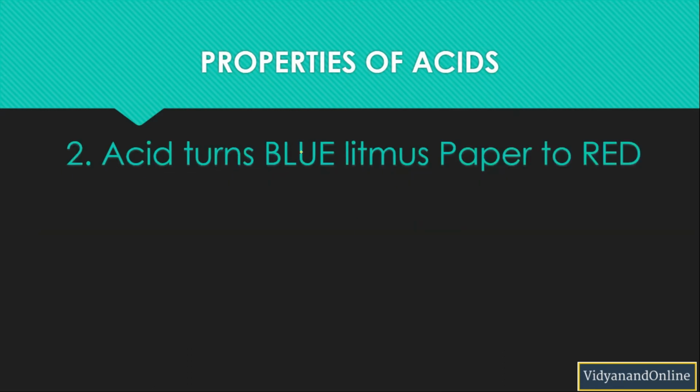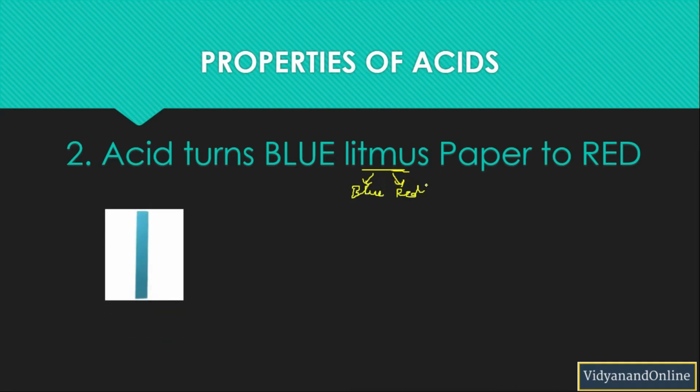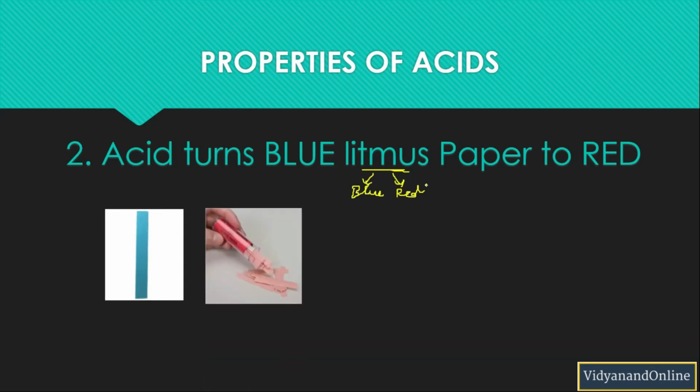Next is acid turns blue litmus paper to red. So what is litmus paper? So litmus papers enable us to tell whether the solution is an acid or a base. So this litmus paper comes in two colors. One is blue color and the other is red color. So if you can see here, we have a blue color litmus paper and we have a red color litmus paper. Okay, so we have a complete section on indicators in a separate video.